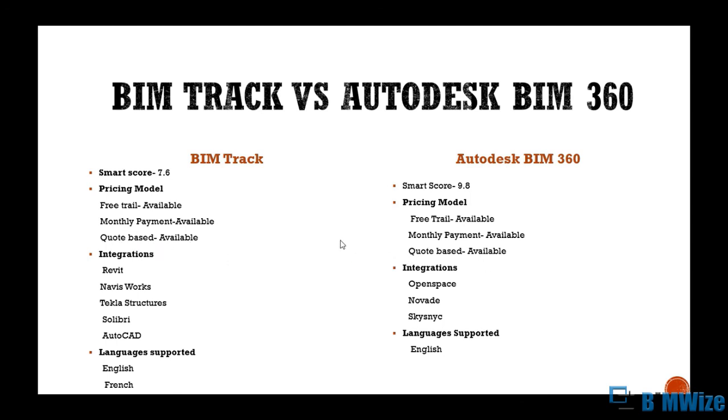And coming to the integration, as you saw when we were downloading the BIM Track plugin, BIM Track covers a wide range of BIM software like Revit, Navisworks, Tekla Structures, AutoCAD MEP, Civil 3D, etc. While BIM 360 supports fewer when you compare it with BIM Track. It has Revit, OpenSpace, Novade, and SkySync. And BIM Track supports both English and French, while BIM 360 supports only English.